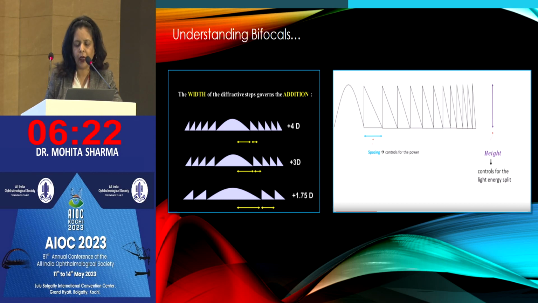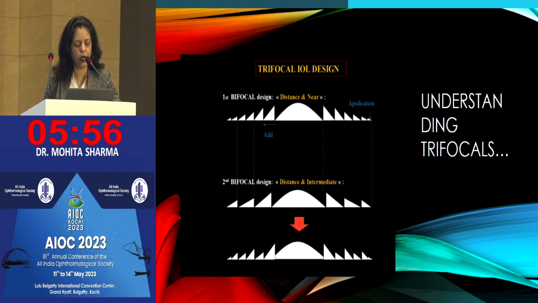So the step height controls how the light energy is split, and the step width controls the power of the lens. As you can see, if we increase the step width, then we decrease the power, and it starts working for intermediate vision. And if we decrease the step width, then this starts working for the near vision. And when we combine the two together, that's what our trifocal lenses are.